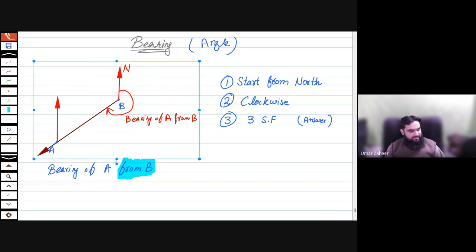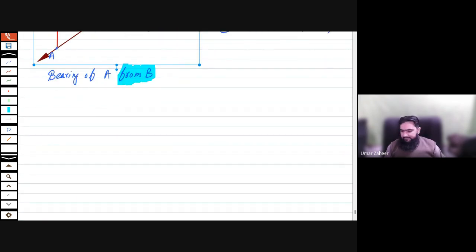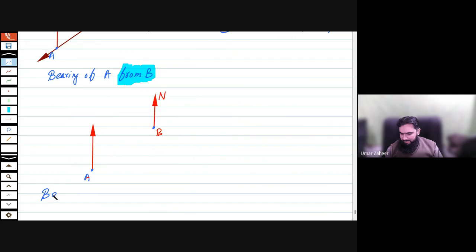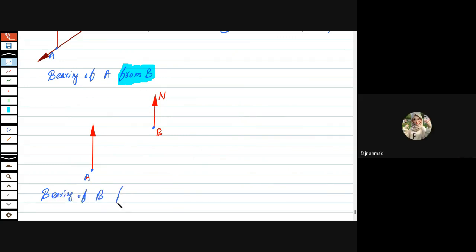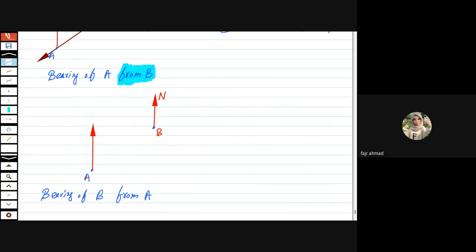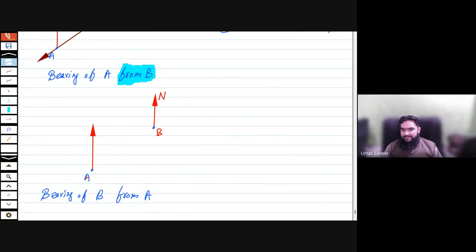We have to change the condition. I'm going to just erase it. Let's say it is A position, it is B position. I have to say that you have to find the bearing of B from A. Yes, Fajr? Explain again because... Yes, Fajr, any question?